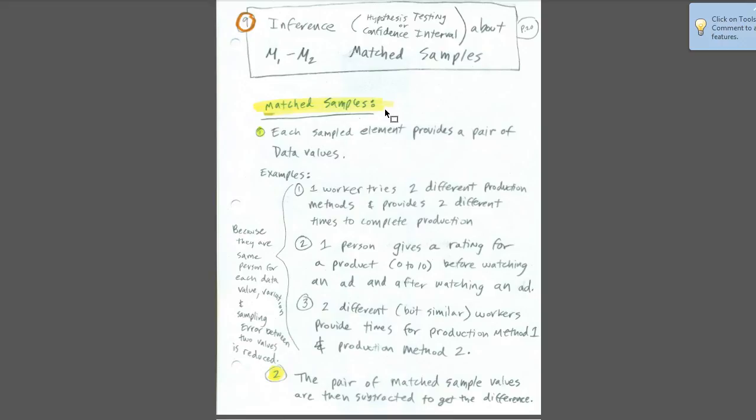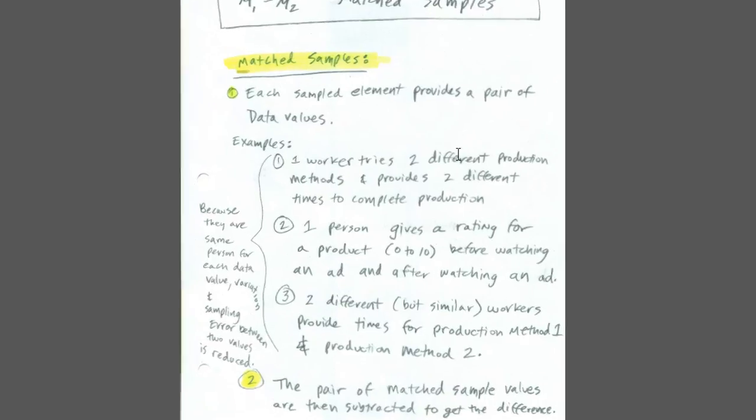Now, what is a matched sample? Each sample element provides a pair of data values. So for example, if one worker tries two different production methods and provides two different times to complete the production, and this is the example we'll do in this video, that means we have matched samples. One person is doing two different things.